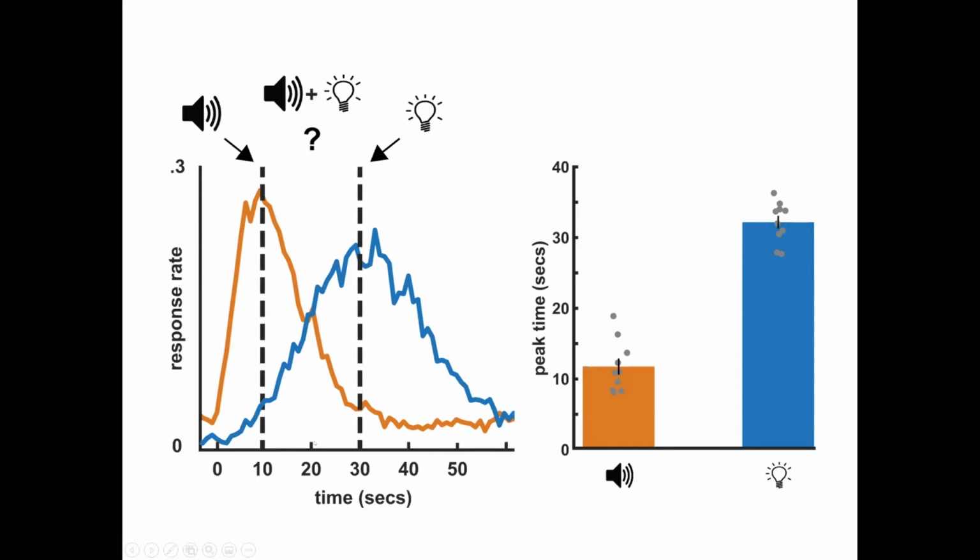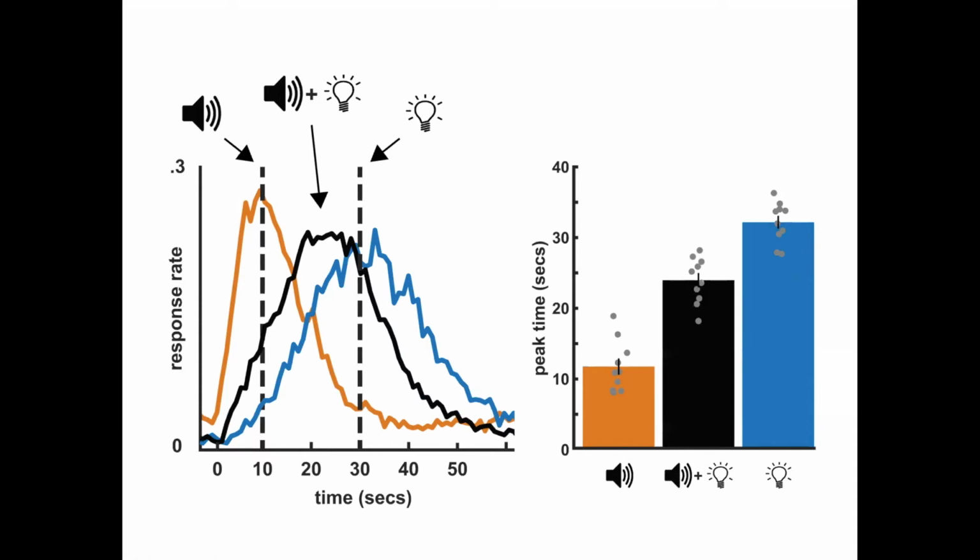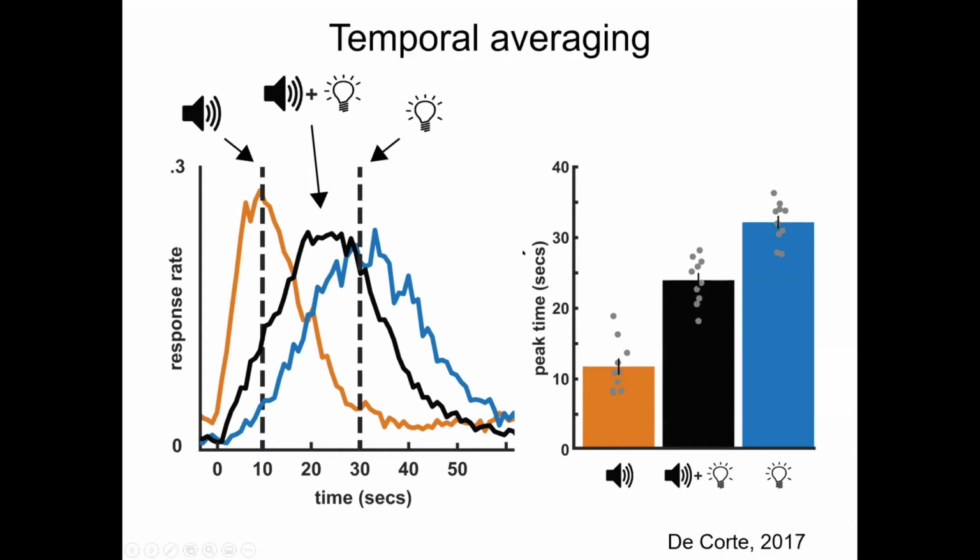So respond at 10 seconds, respond at 30 seconds. Those are plausible ideas, but what the rats do during these trials is actually much stranger than that. And I'll plot that here in black. So during these trials, we're presenting this compound cue. We still see a peak-shaped distribution that's unimodal emerge, but now the peak time falls in between the two entrained durations. And we call this temporal averaging.